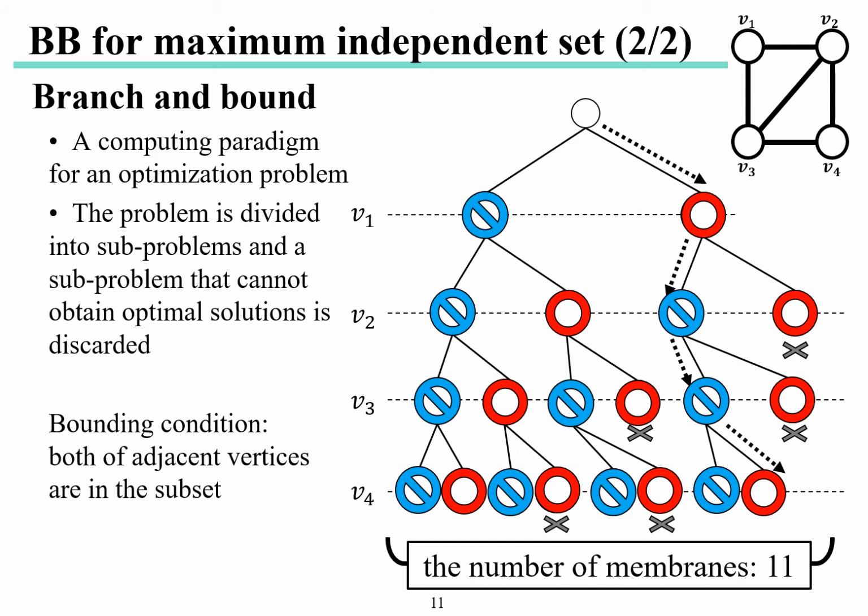This figure shows the idea of the branch and bound. In the figure, on the rightmost node, the bounding is executed because there is an edge from V1 to V2 and both of the vertices are in the subset. Similarly, the bounding is executed at this node, this node, this node, and this node. Therefore, the number of membranes is reduced to 11 in this case.